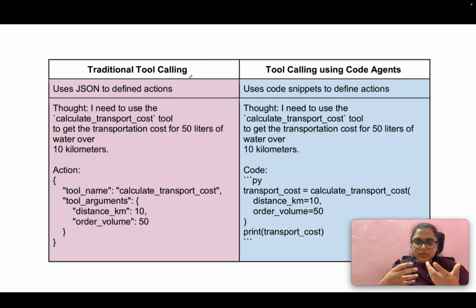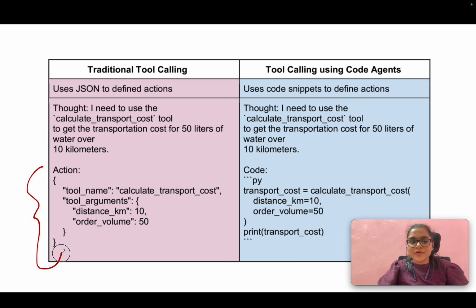We all know that for an agent to execute a tool call, it first has to create an action or a sequence of actions. In traditional tool calling, these actions are generated in the format of JSON. As you can see, JSON format is used for creating the actions. It will have the tool name and the tool arguments, which can be used to call the tool.